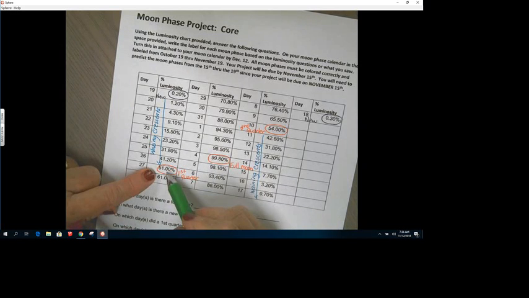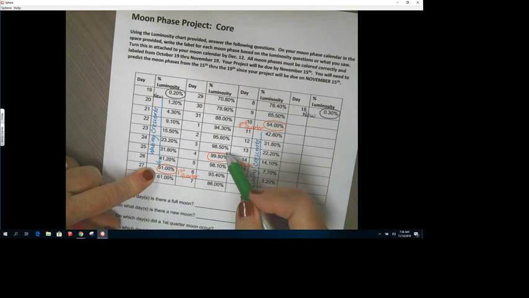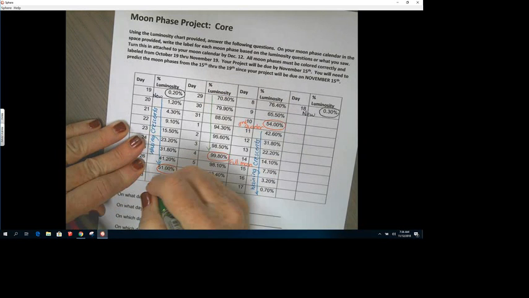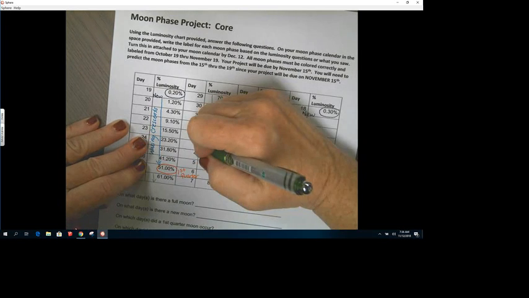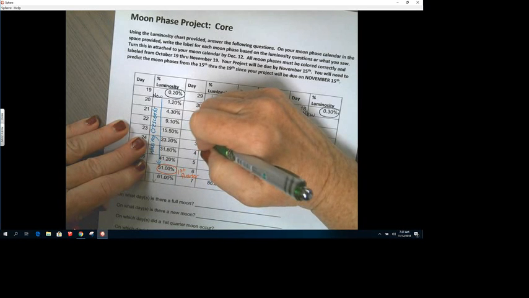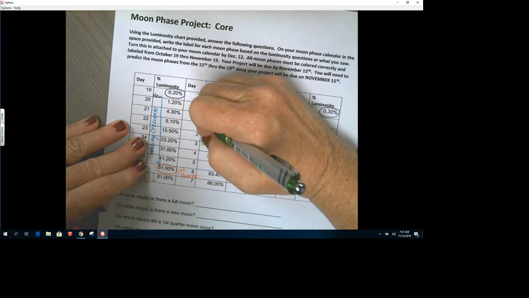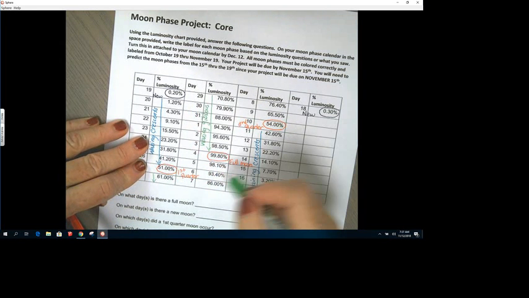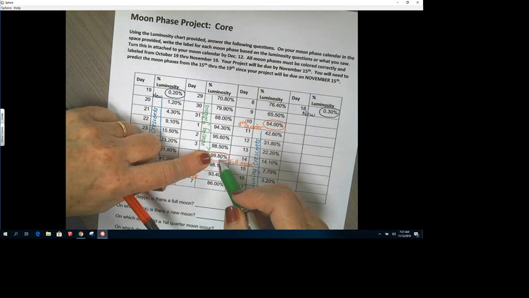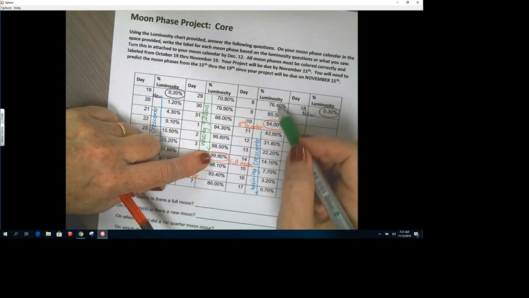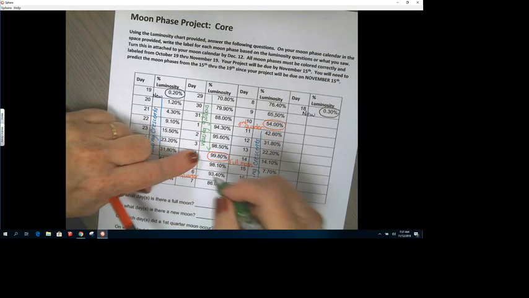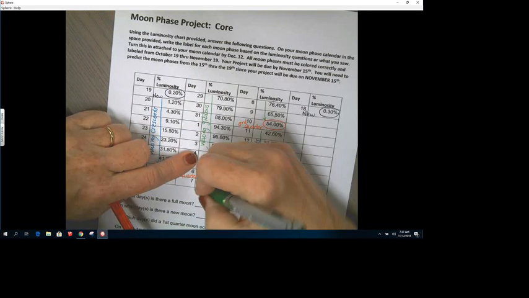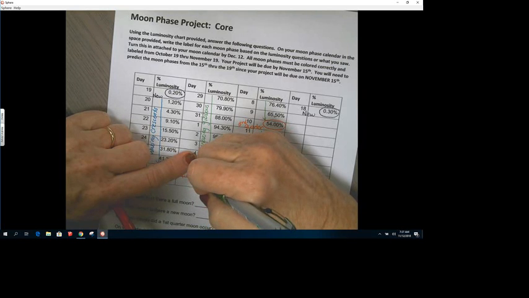From a first quarter, my numbers are going higher to get to my full moon. So then all of these would be my waxing gibbous. And then from a full moon, my numbers start to go down, but they're still above 50%. So all of these here are going to be my waning gibbous.